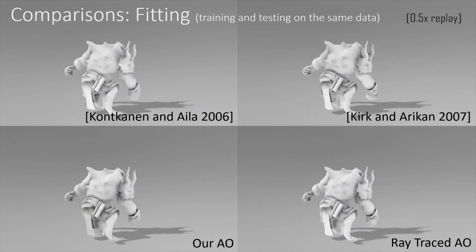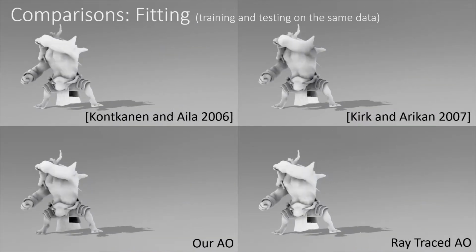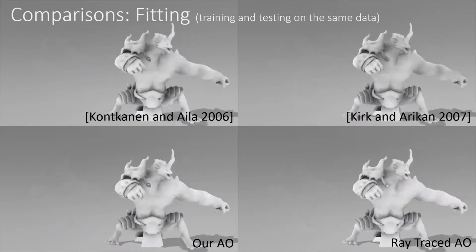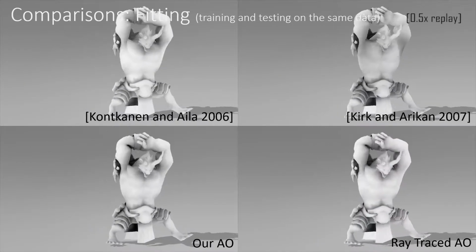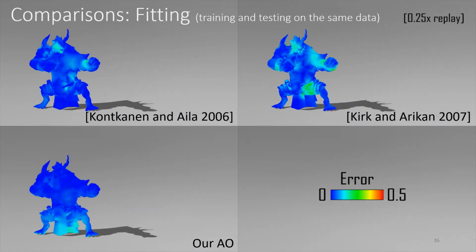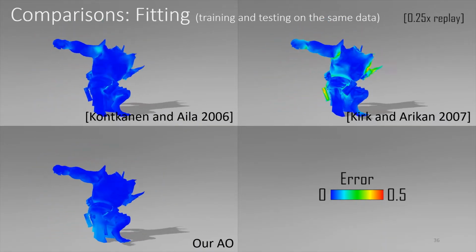And in these examples, the runtime poses are the same as the poses in the animations. So this is an example of ambient occlusion compression. And here we see the error visualized in comparison to the ground truth.